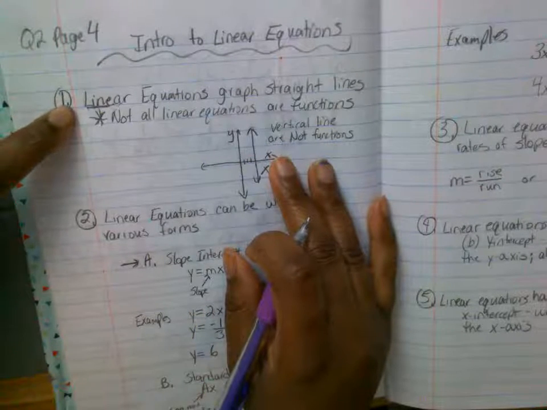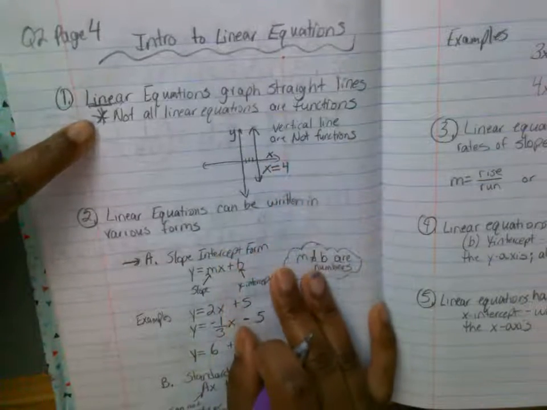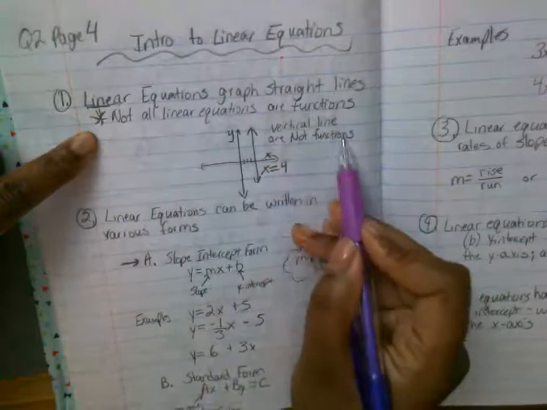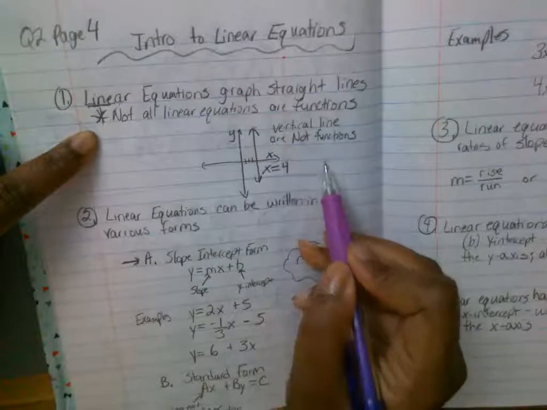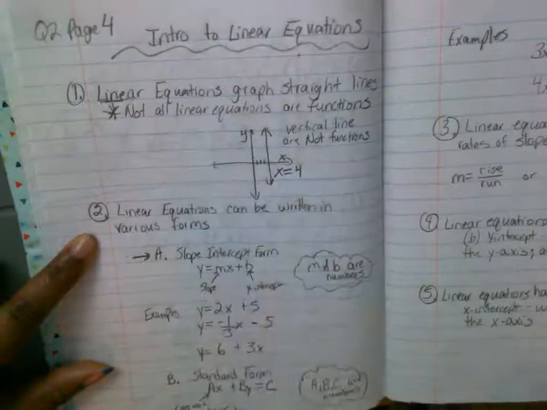The first thing that we need to know about a linear equation is that they graph straight lines. Not all linear equations are functions. Vertical lines are linear equations, but they are not functions. Linear equations can be written in various forms.